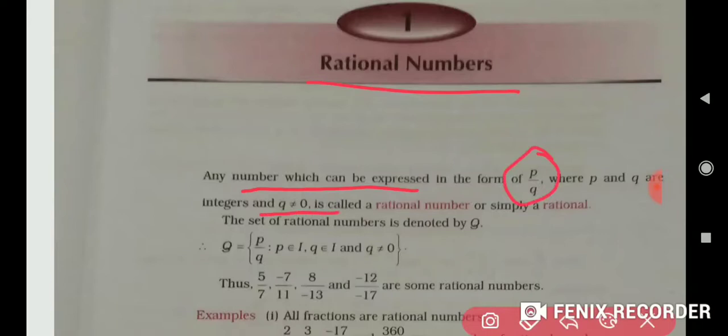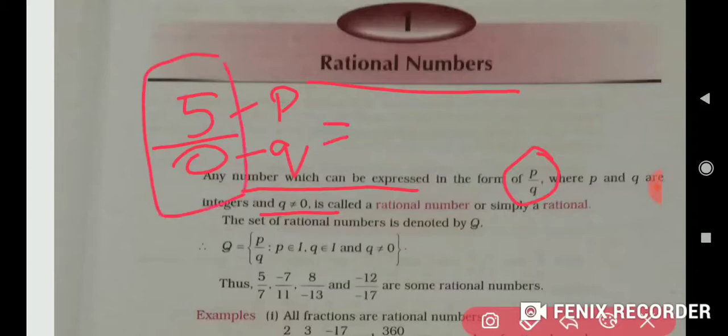For example, 5 upon 0. So this 5 is P and this 0 is Q. So 5 upon 0 means not defined. Yes or no? So we can't solve this. So this is not a rational number. That's why Q should not be equal to 0.